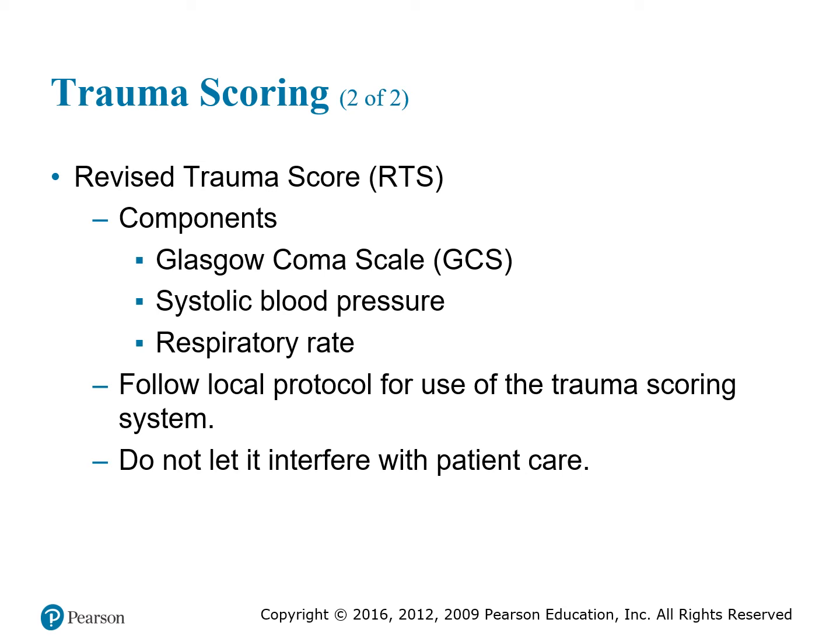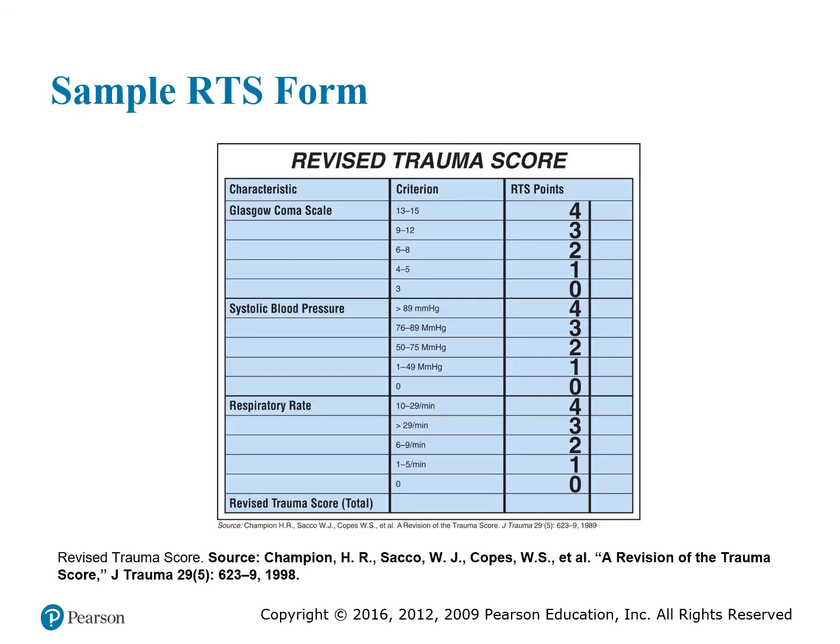So there are three components to it. It's their GCS score. I might need to know how to calculate a Glasgow Coma Score, right? Make sure you can do that. Their systolic blood pressure and their respiratory rate are also included. So while it's nice to have this, you don't want to stop any kind of care and say, I need to get my revised trauma score. If you don't have the time to do it, just like vital signs, you don't have the time to do it. We may be busy doing other things. If you can get a revised trauma score, you want to.